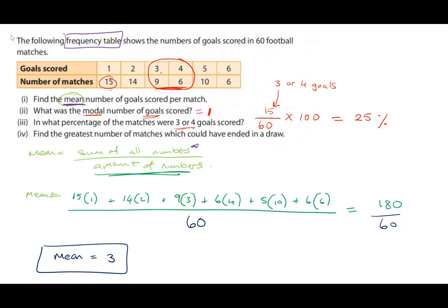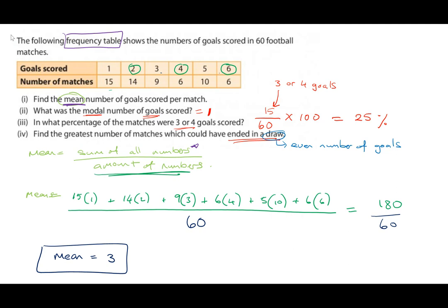Find the greatest number of matches which could have ended in a draw. Well, if it ended in a draw, that means there had to be an even number of goals, because we would have had 1-1, 2-2, 3-3. So if I had 1-1, for example, that would be 2 goals. If I had 2-2, that would be 4 goals. If I had 3-3, that would be 6 goals.